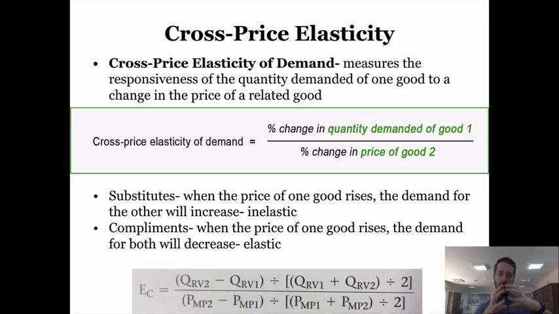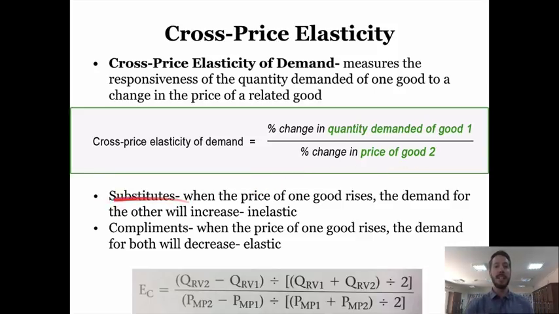And so the way that you determine that is you divide the percentage change in the quantity demanded of good 1 by the percentage change in the price of good 2. So your price, the quantity demanded of your good divided by the price change in that other good. So how can you determine how elasticity will be affected?